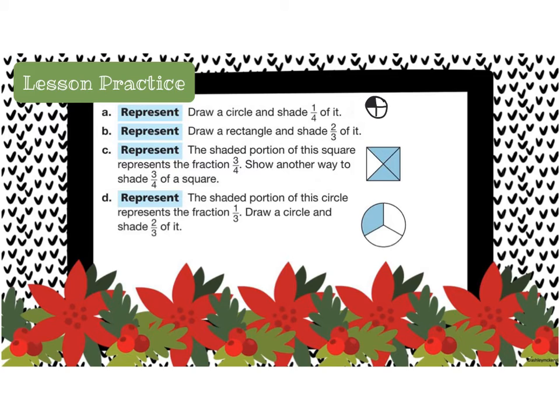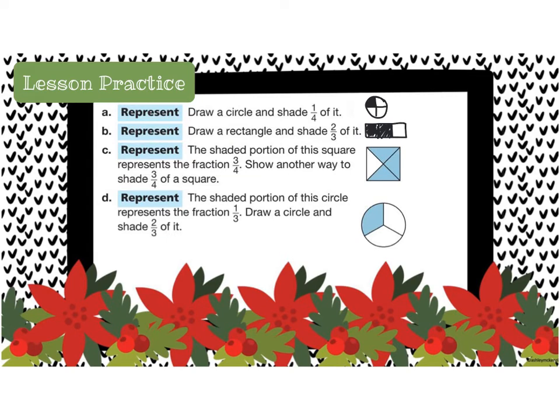Beautiful. All right, what I'm seeing on most of your papers is a rectangle. Most of you did it horizontally. You split it up into 3 equal parts as best you could, and you shaded 2 of those 3 parts. So it should have looked something like this. Could you have turned that rectangle up and down? Yeah, there's nothing wrong with it being horizontal or vertical as long as you have 2 out of 3 equal parts shaded.